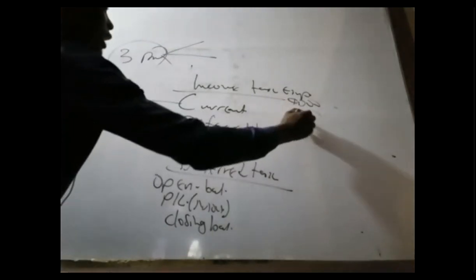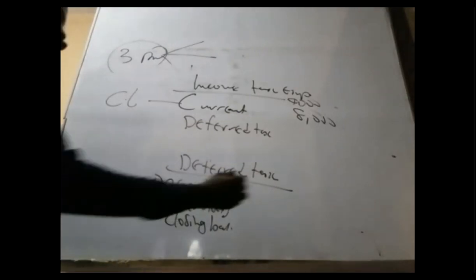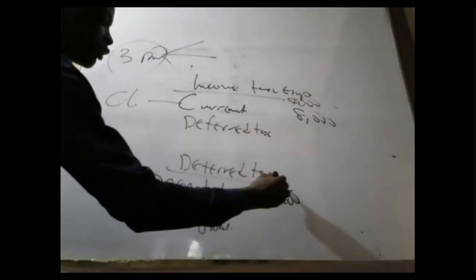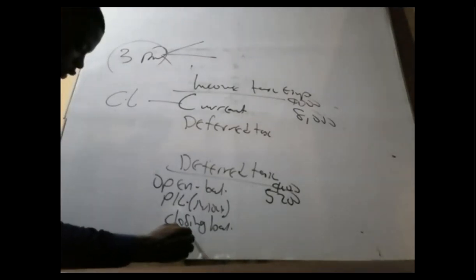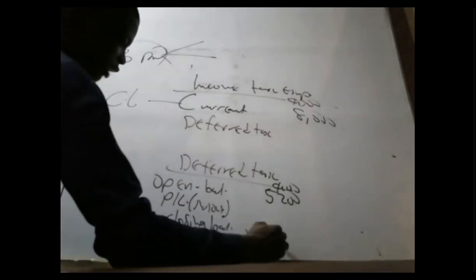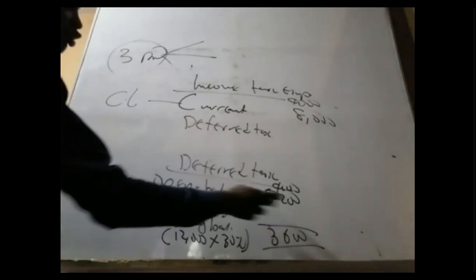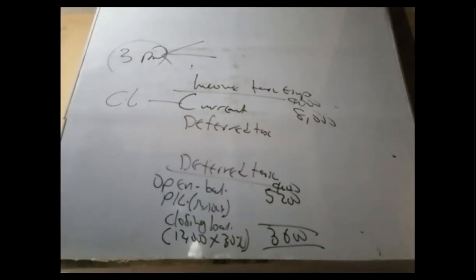Current year tax is 8,000. Deferred tax, have to come and perform the workings here. Open balance is 5,200. And then they are saying that the closing balance, we just have to multiply the 12,000 by the tax rate of 30%. And that will give us 3,600. So you find the movement. So what's the difference between 5,200 and 3,600?